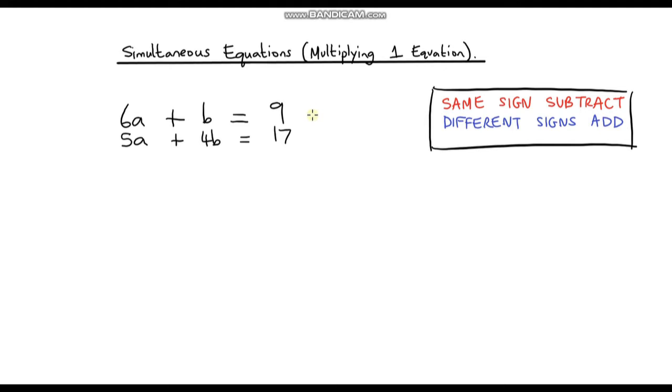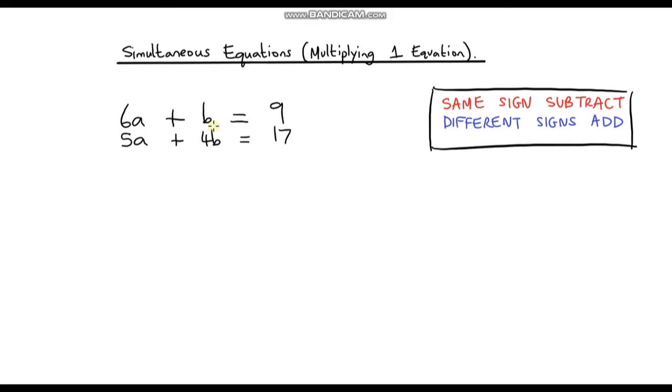Now in this video we're going to look at what happens if we don't have the same number in front of our variables. Remember, we're always trying to eliminate one of the variables. So in this case, we're going to have to do a bit of manipulation first in order to make sure that we have the same number in front of one of our variables. So if I go through this example here, I'm going to look at trying to eliminate the b's.